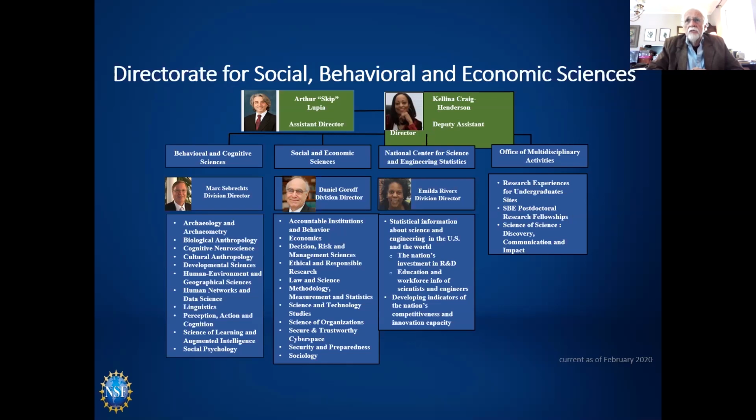My division, Social and Economic Sciences, Danny Goroff is the deputy director. Alan Tompkins is his assistant. Alan's the lifetime employee, and you have a list of programs there. And I'll go into a couple of these in greater detail later. As I said earlier, NCSES, Mildred Rivers runs it, and they produce those reports. There also is the head office, the Office of Interdisciplinary Activities, which has a couple of programs.